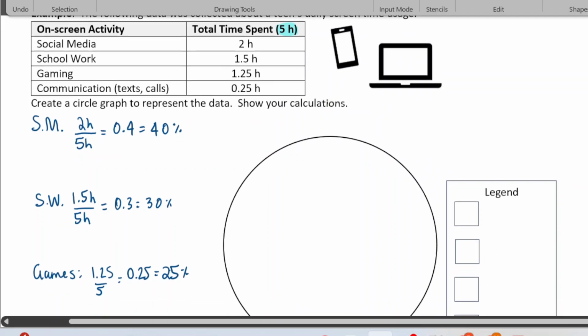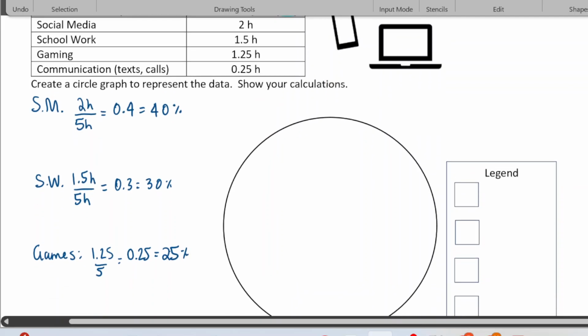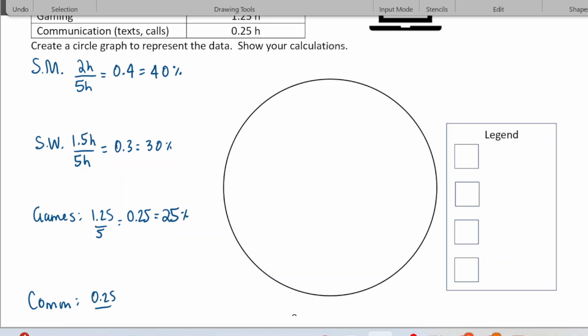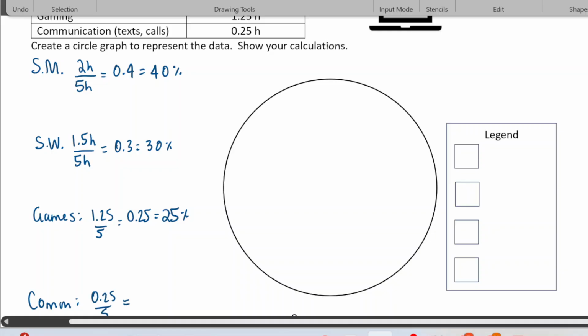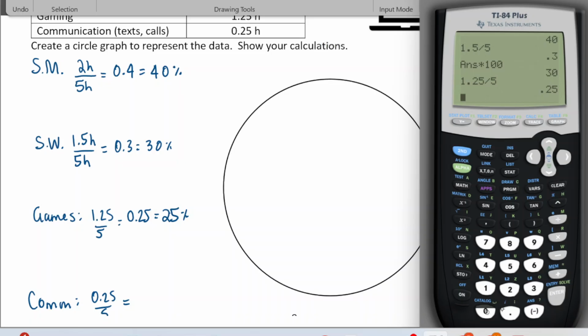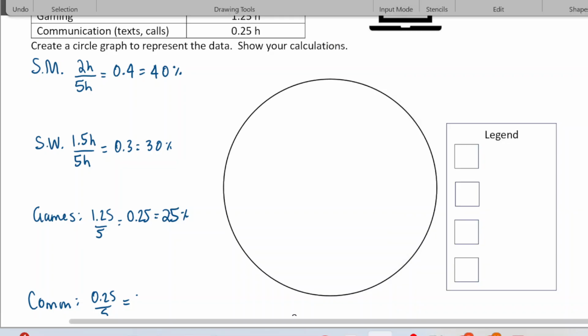And finally, communication. Let's just make sure I have enough space here. I'll write COM for short. 0.25 hours, which I think is 0.05, but I'm just going to make sure. Yeah, which is 5%.